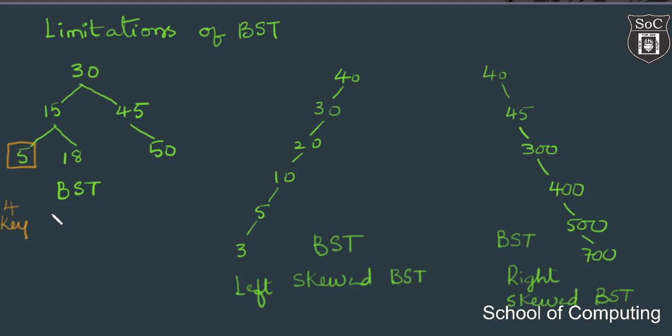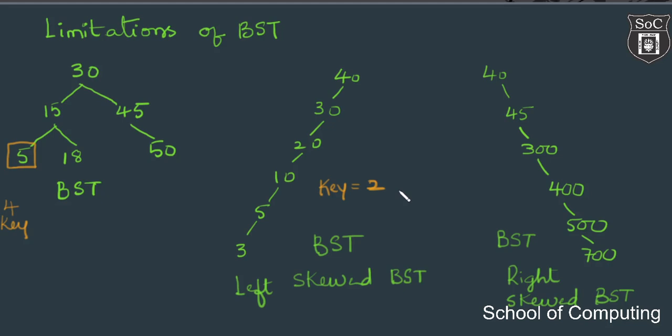Now, let us observe here. In this left skewed binary search tree, let us say I wanted to search for a data called 2. So, key is 2. First I will compare 2 with 40. It does not match, and 2 is less than 40, so I will come to the left side.